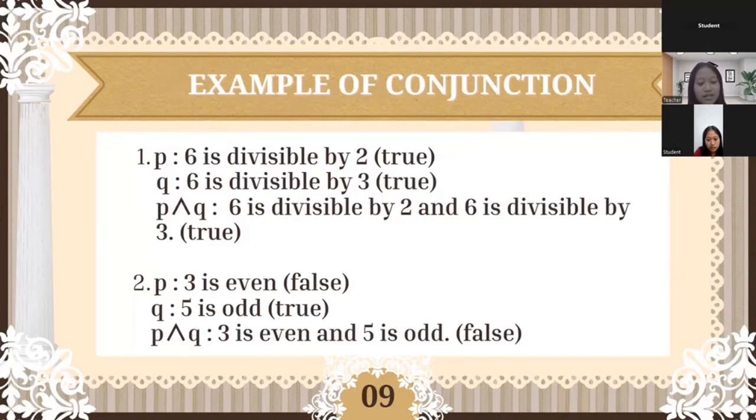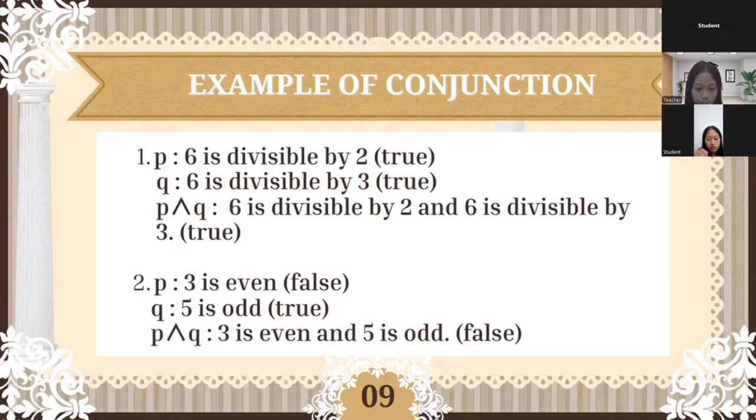Ari, if one statement is false, is the conjunction true or false? False. Okay, we can see in example number 2, but before that, let's talk about example number 1. P: 6 is divisible by 2, and the sentence is true. Q: 6 is divisible by 3, which is true. P and Q: 6 is divisible by 2 and 6 is divisible by 3, which is true.